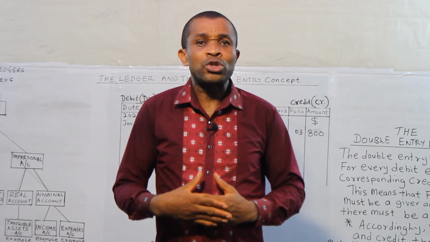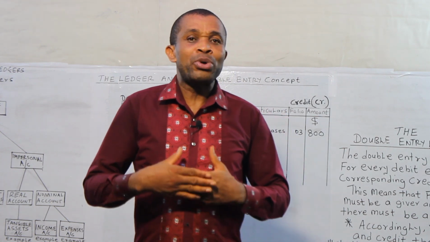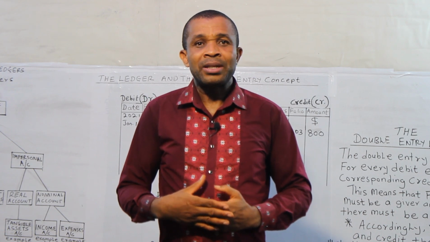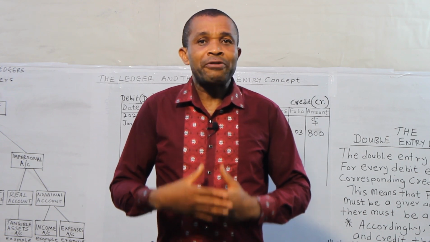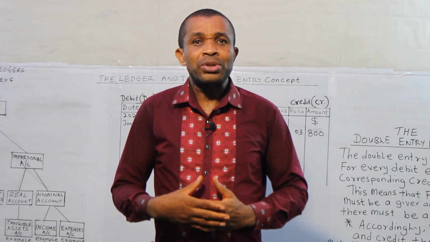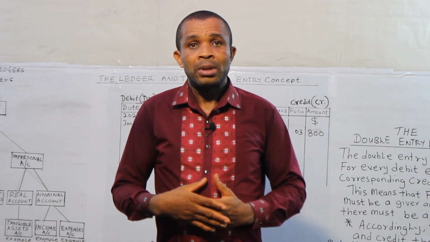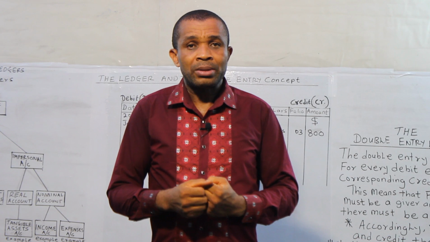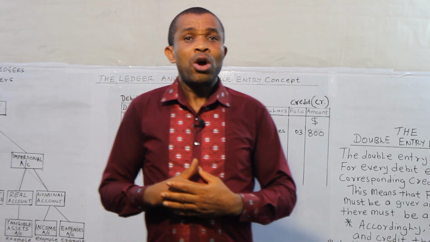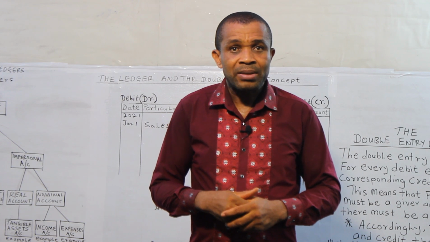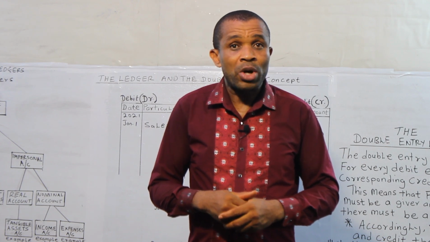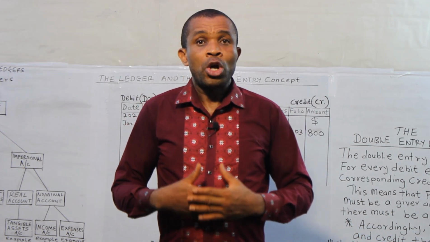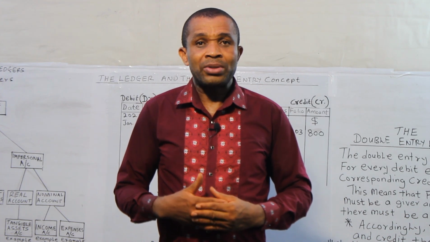When we mention real account, we mean accounts of tangible assets, accounts of properties like land and buildings, plant and machineries, furniture and fittings, equipments, motor vehicles, and so on. They represent accounts of those things that we can really touch. They also represent intangible assets. Assets that cannot be what? Touched or seen.